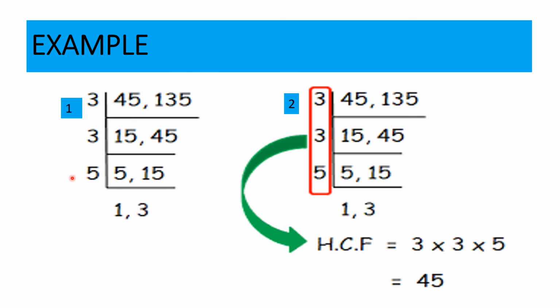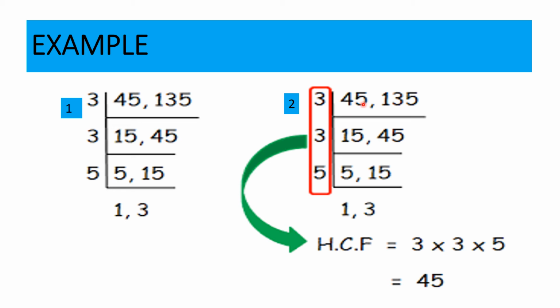One more example by short division method. Now the example is you have to find the HCF of 45 and 135. Now you can see here 45 and 135, which is the smallest common factor which will divide 45 and 135? 2 will not divide because one's place you can see here is 5. Now let us move to 3.